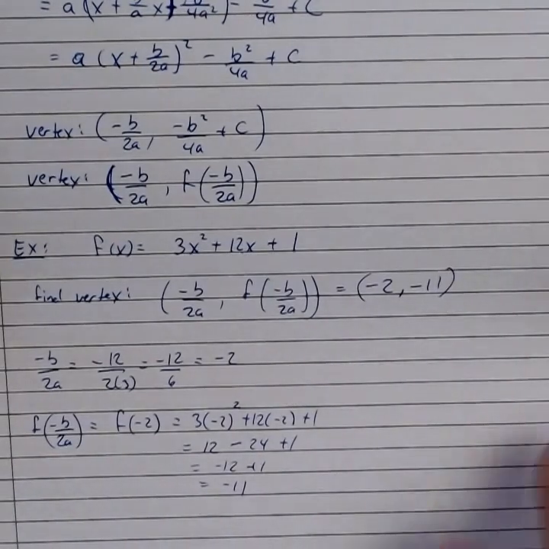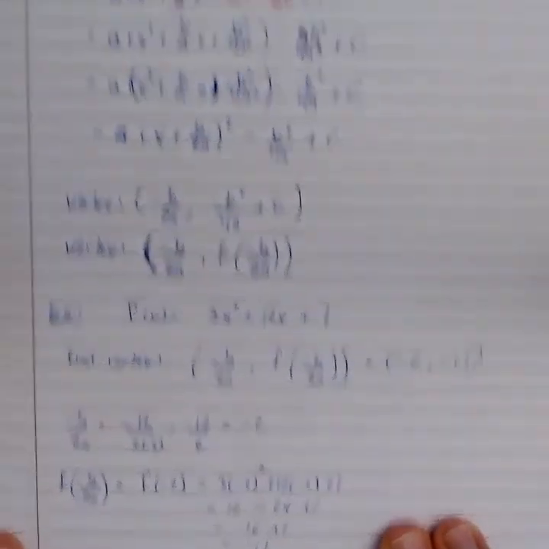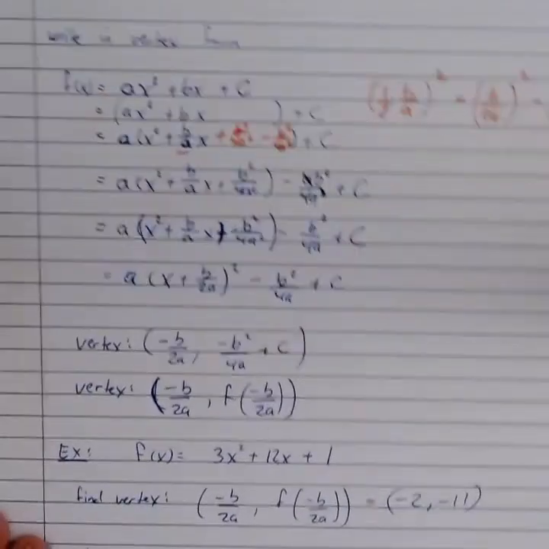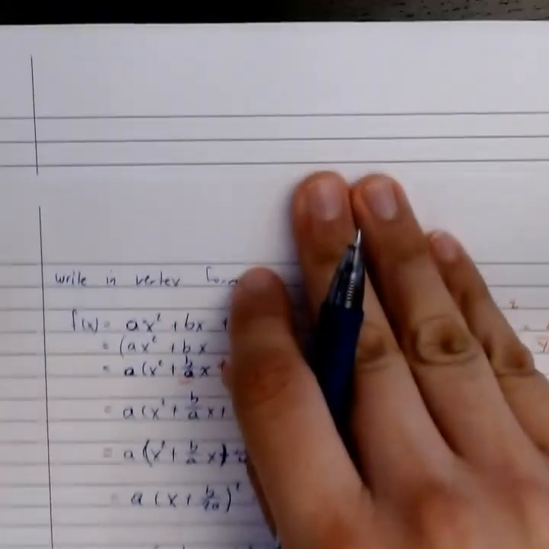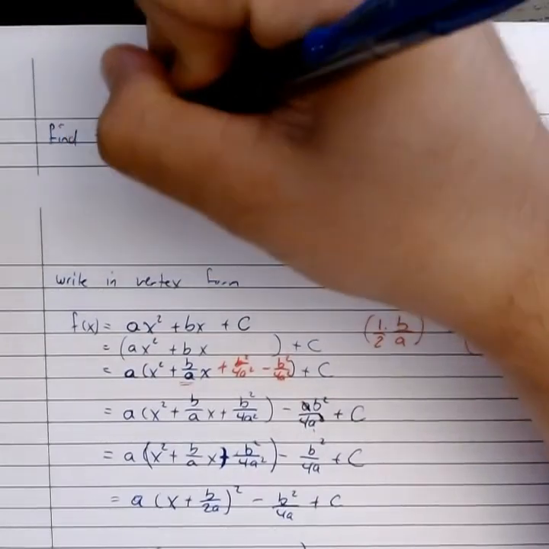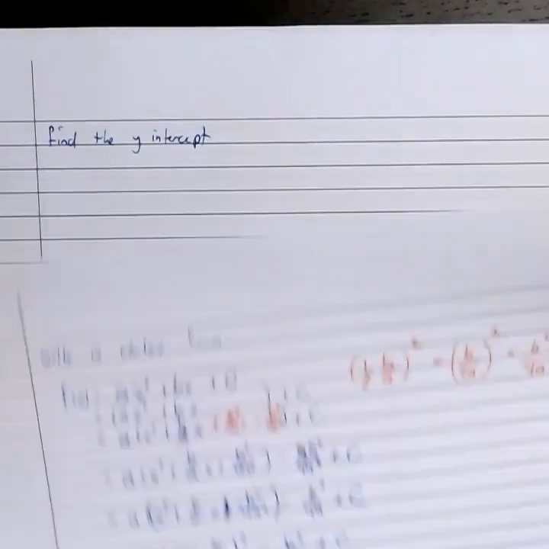Okay. Now, we know that's not enough to create a graph. That would be a good start, though, find the vertex. Well, what else do we need? Well, we need a y-intercept. Okay, well, let's do that. Let's now find the y-intercept. The y-intercept you find by setting x equal to 0.